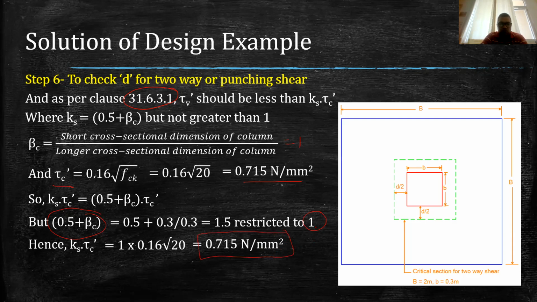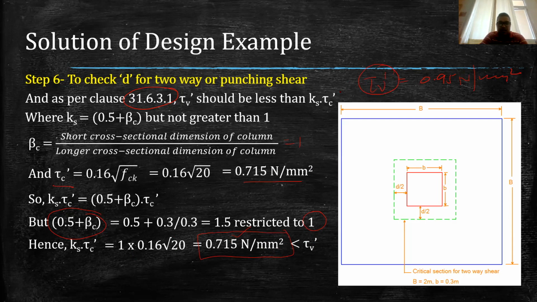And now we have to compare this with the value of tau v. We know that tau v dash value was 0.95 Newton per mm square. And here Ks into tau c value is 0.715. It means that the strength of the foundation is less than tau v dash value. Now, what does it mean?